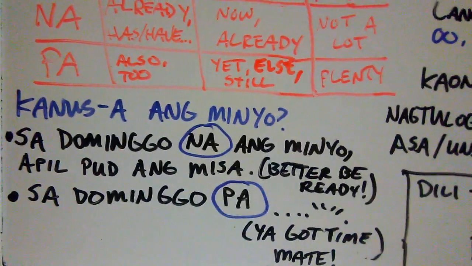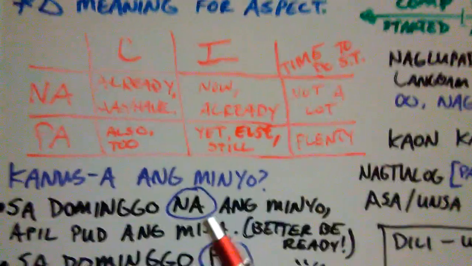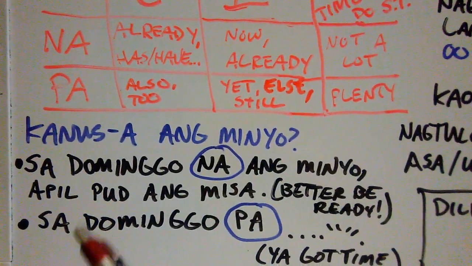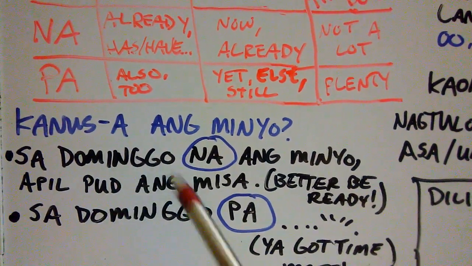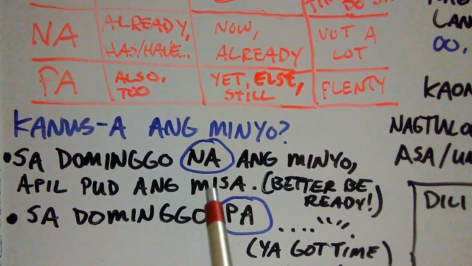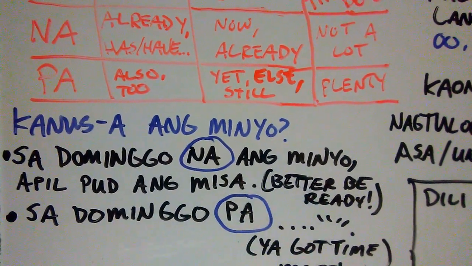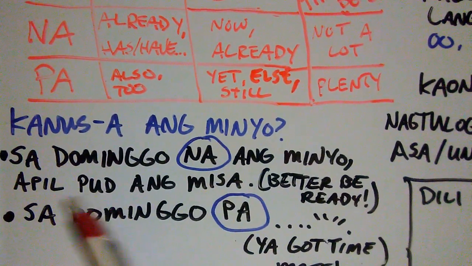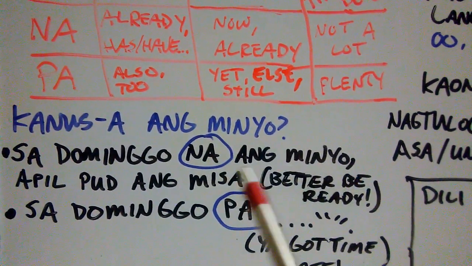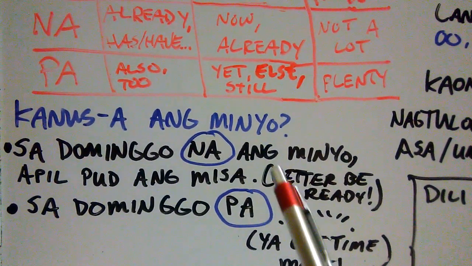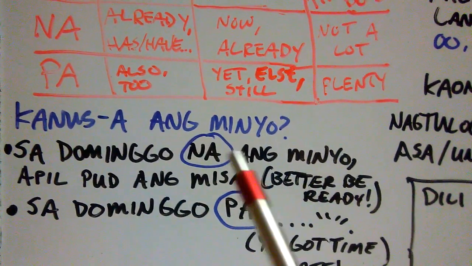Consequently, this is what I mean by putting it after a phrasal idea or at the end of the sentence. Our phrasal idea here is sa Domingo, it's going to be on Sunday, and that's why na can be placed after that phrasal idea. The whole phrase here is sa Domingo ang minyo, but the idea is it's going to be on Sunday. I can also put na at the end, after the marked focus here: Sa Domingo ang minyo na.